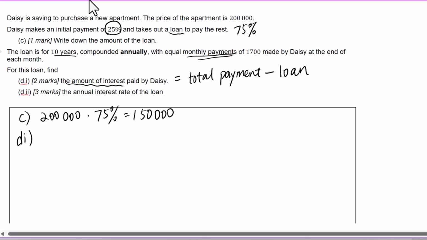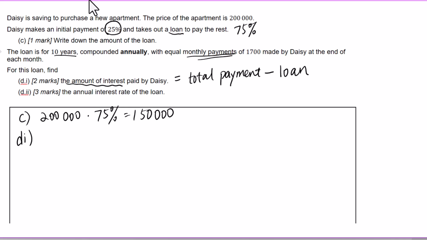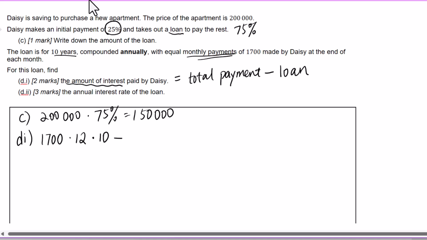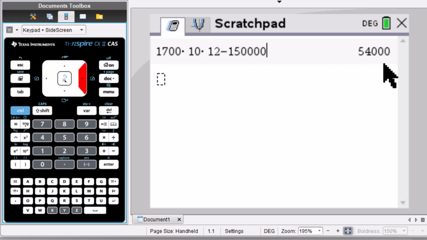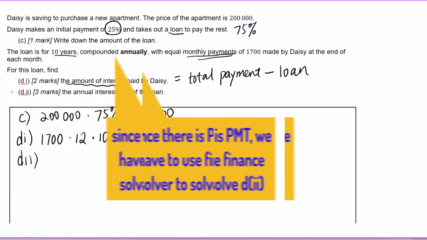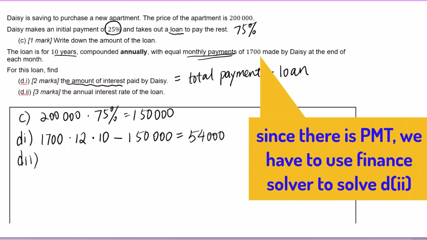Daisy paid a monthly payment of $1,700 for 10 years. So 1,700 times 12, that's 1 year payment. Then times 10, this is the total payment. Minus the original loan of $150,000. We got $54,000.